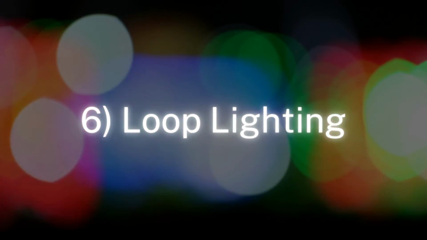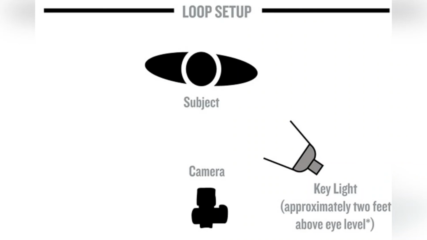Number 6. Loop lighting. Loop lighting is a lighting pattern that creates a circular shadow on the subject's face just under the nose. You can achieve this by placing the key light 45 degrees to the side of the subject and raising it just above their eye line.